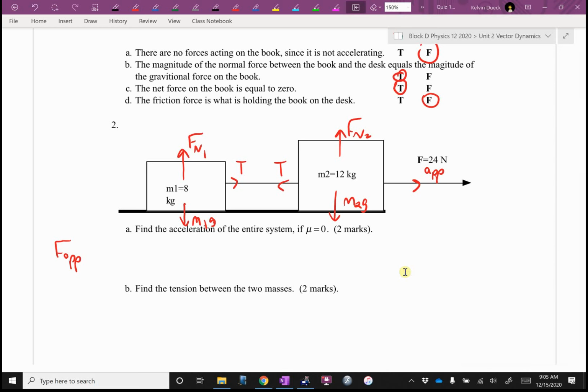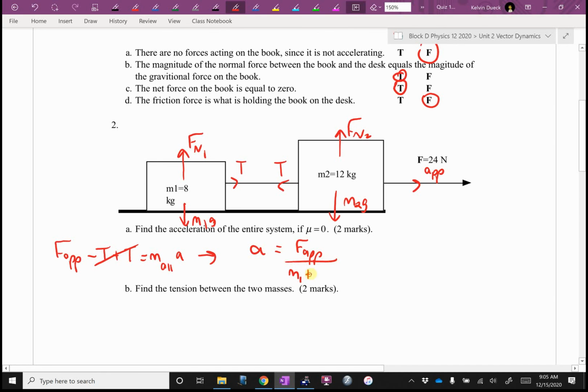That's okay. So continuing on, we have winner minus loser plus winner. Is M1G going to show up in this equation? No. It will if there's friction, which we'll do later on. Equals M all A. Tension cancels, always nice. A is going to be F applied divided by the mass of all of them, which is M1 plus M2. It's going to be 24 over 8 plus 12. I can do that in my head. 24 over 20, divide by 4, divide by 4, 6 over 5.